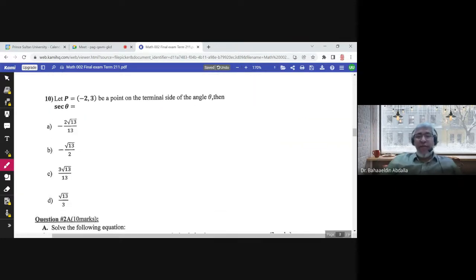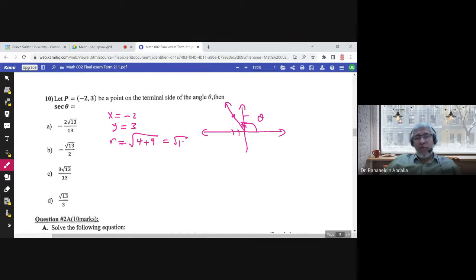P is a point on the terminal side of angle theta. Find secant theta. We studied in section 5.3 trigonometric functions of any angle. Okay, we said that this is the point (-2, 3). So this is the angle theta, and he wants to find secant theta. So we know that x is negative 2 and y is 3 and r is the square root of x squared plus y squared. So it's 4 plus 9, so it's square root of 13.